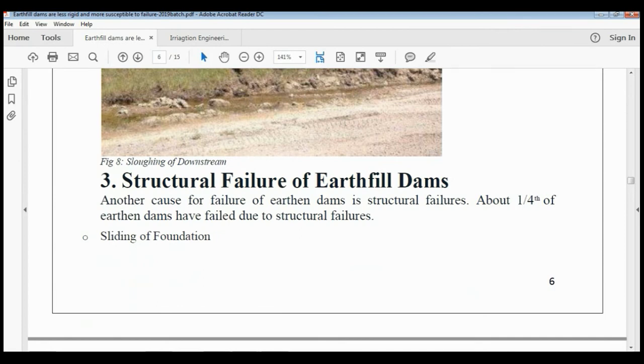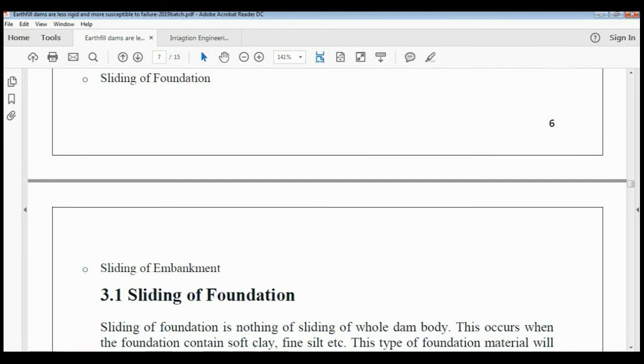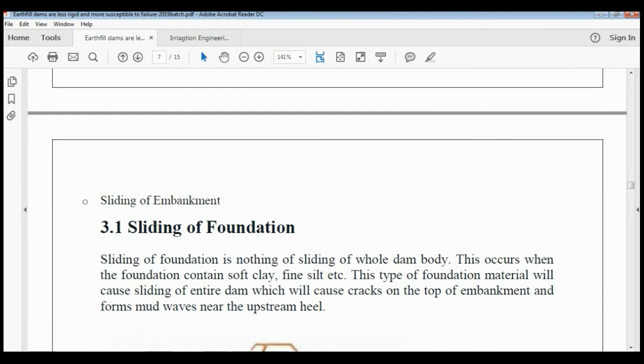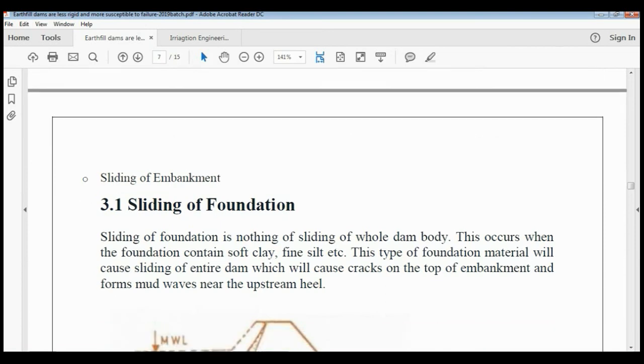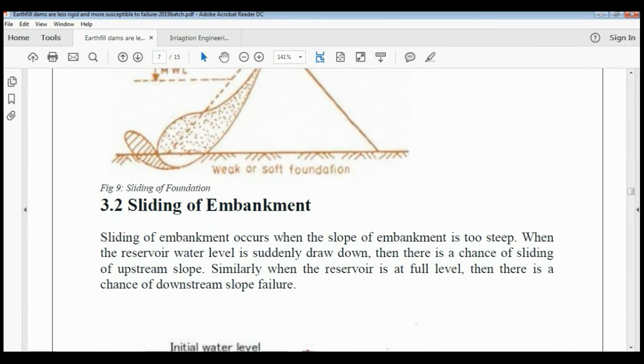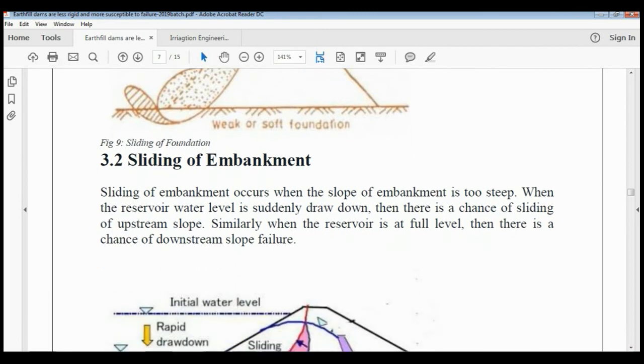The third type is structural failure of earthen dams. Structural failure of the earth fill dams. In that, two possibilities are there: sliding of foundation and sliding of embankment. Normally, sliding of foundation occurs due to clay particles and fine silt particles. Due to that, the shear strength of the soil is reduced, and due to this, sliding of foundation is possible. Sliding of embankment happens due to too steep a slope. That's why the sliding is possible, and due to that sloughing happens.